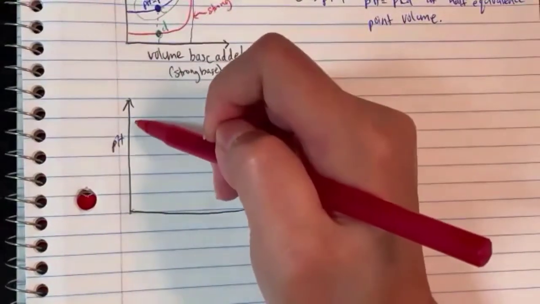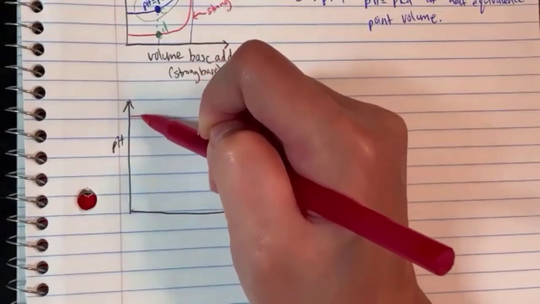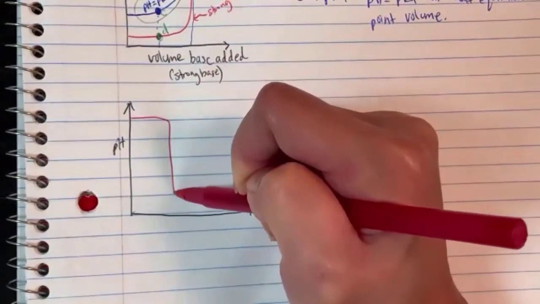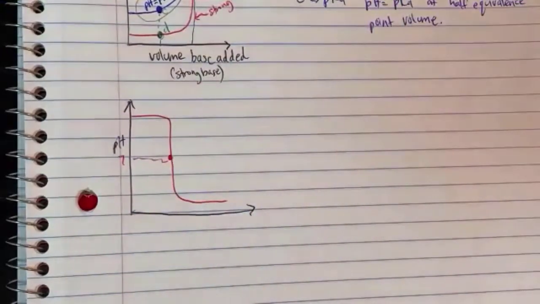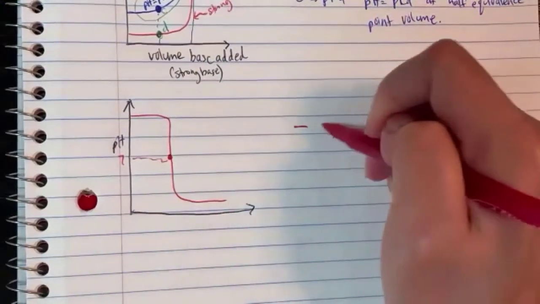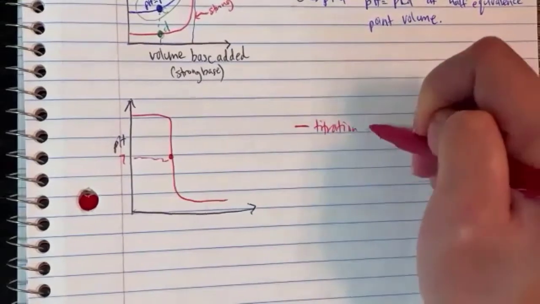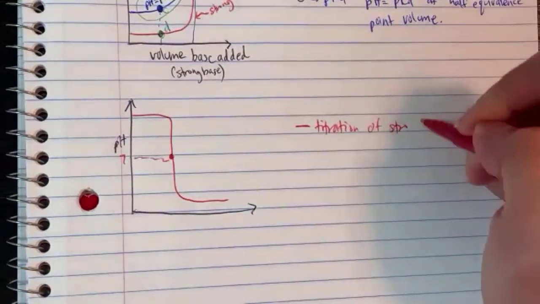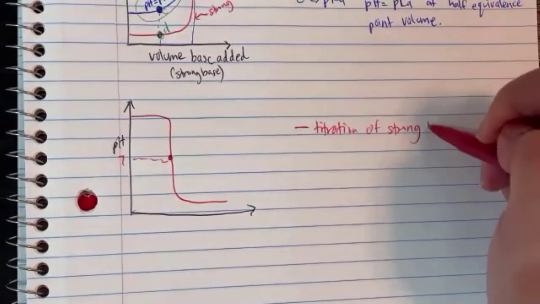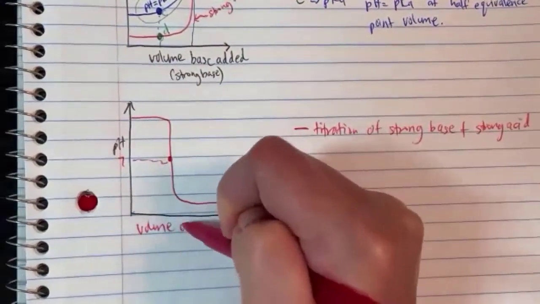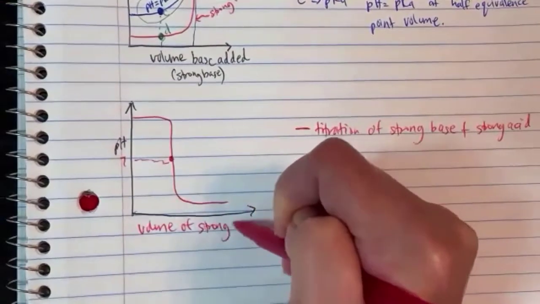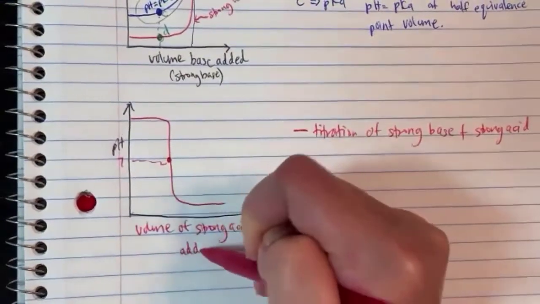You have a strong base, then a drop, and then strong acid. The middle here will be 7. Okay, so the line here is the titration of strong base and strong acid, basically against the volume of strong acid added.